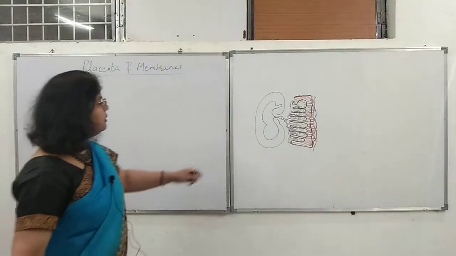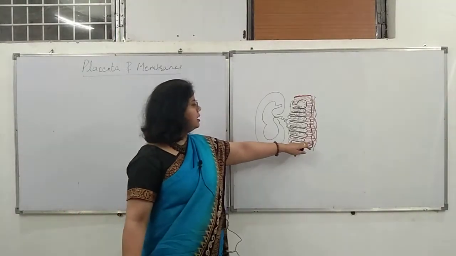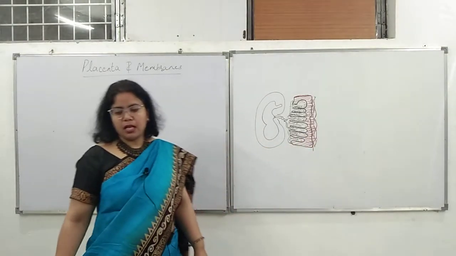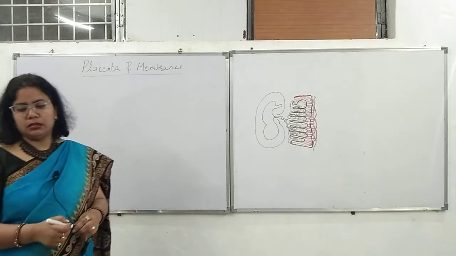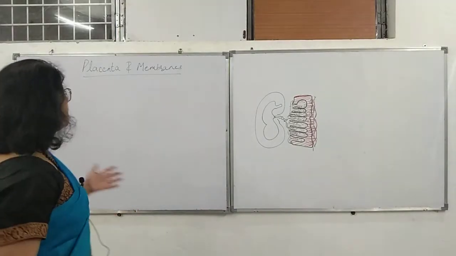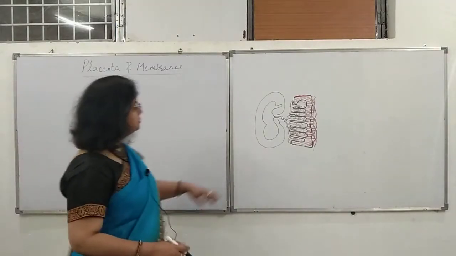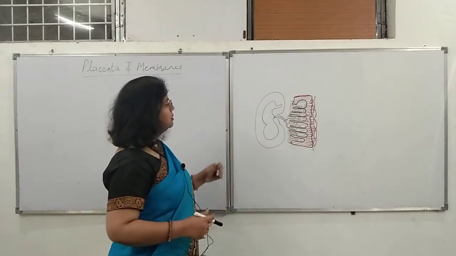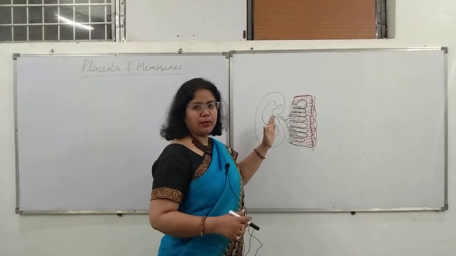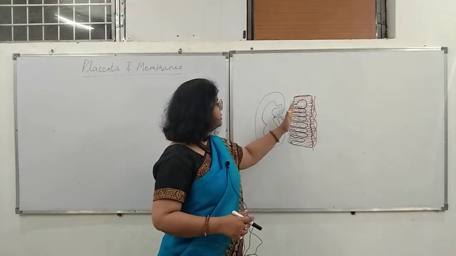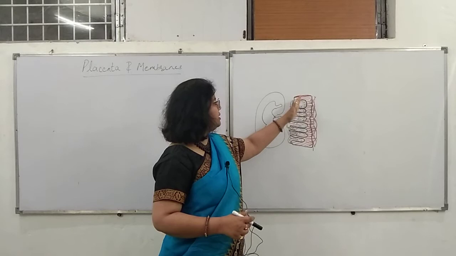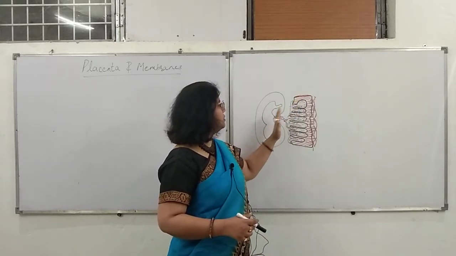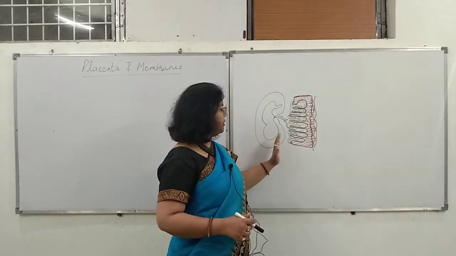Most important, the intervillous space, I have told you, is lined on all sides by the syncytial trophoblast. Now coming to the stem villi. These are the stem villi. They are formed by the division of the umbilical artery, which divides into capillaries, and then it forms the drainage system. It is a venous system. It drains into the umbilical vein.